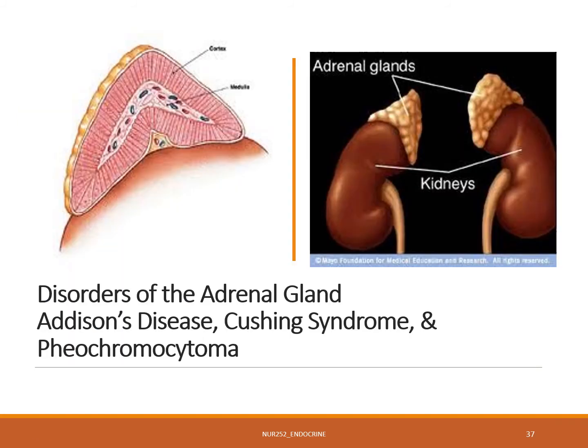The adrenal glands are located superior to each kidney and composed of the adrenal medulla, which is the inner layer of the adrenal gland, and the adrenal cortex, the outer layer of the adrenal gland. The medulla secretes the catecholamines, which are epinephrine, norepinephrine, and dopamine. The cortex secretes adrenal cortex steroid hormones, which are glucocorticoids, mineralocorticoids, and androgens.